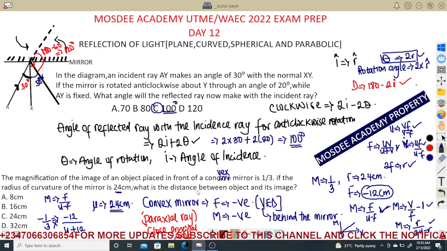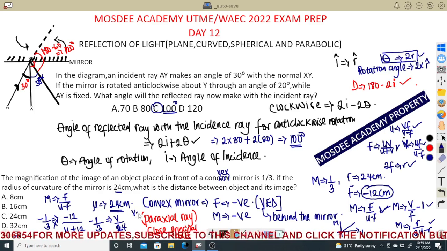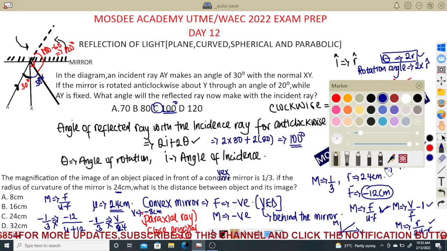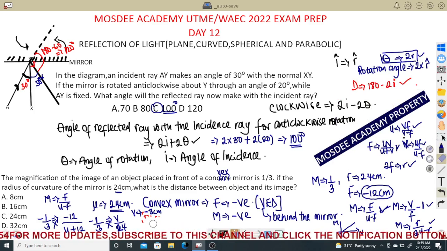The question says, what is the distance between the object and its image? This is the object distance. I need to get the image distance. We talk about magnification as v over u. So if I go with the same formula of magnification, 1 over 3, remember the negative, is v, which I am looking for now, over u, which is 24 I just got. From here, I can see that my v will be equal to -8 centimeters. If I have cross multiplied here, that shows me that the image is formed behind the mirror.